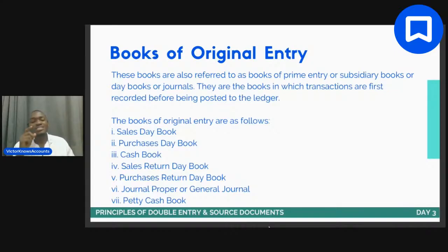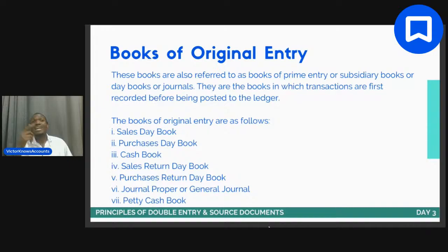Now don't forget, the sales day book is not used to record when you buy everything on credit. It is only used when you sell goods on credit. Sales day book is only used to record when you sell your normal goods on credit, not when you sell an asset of the business. When you sell an asset of the business on credit, it has to go into the general journal.